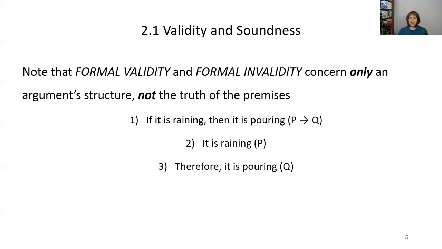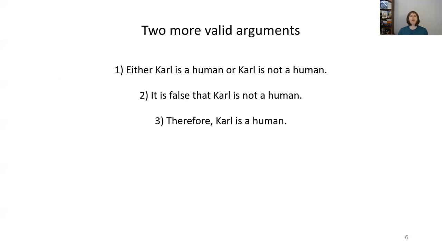Let's take a look at a couple more examples. Here's one more valid argument. Either Carl is a human or Carl is not a human. Second premise: it is false that Carl is not a human. That seems like a mouthful, right? That seems odd to say. It even seems odd to argue this way and think this way. But the conclusion: therefore Carl is a human.